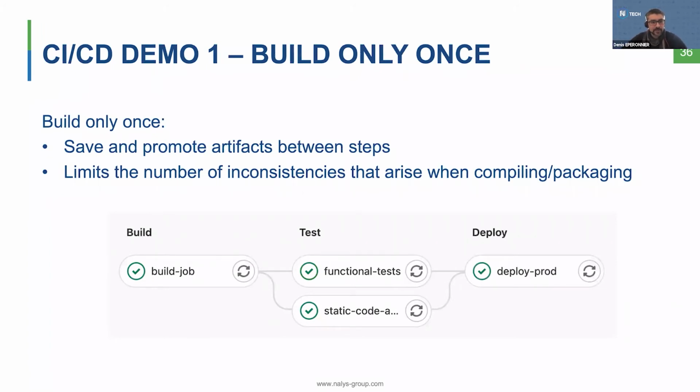Moving on to the next best practice, the build only once practice, meaning that if you have a pipeline with build, test, deploy, and many steps, you don't want to rebuild your application over and over. You just want to build it once, in the first step, and then save the artifacts which are generated and promote them through the different steps. So you would save the executable of your build step and pass it to a test. Once the test is performed and okay, the same artifact will be promoted for deployment. This limits the number of inconsistencies that arise when compiling and packaging.